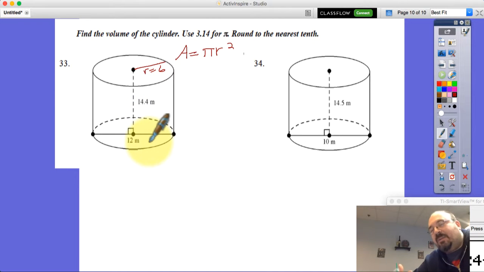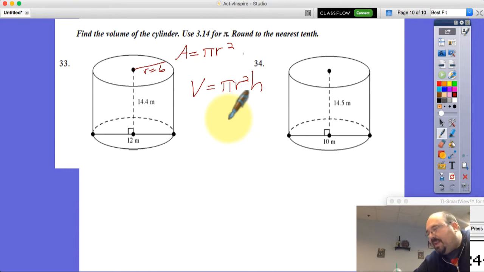Sometimes they'll give you the radius. If they don't give you the radius, you have to find it. So that much is the area, pi r squared. If you want the volume, you have to also multiply by the height. So volume would be pi r squared h. And basically all we're going to do is plug in numbers.